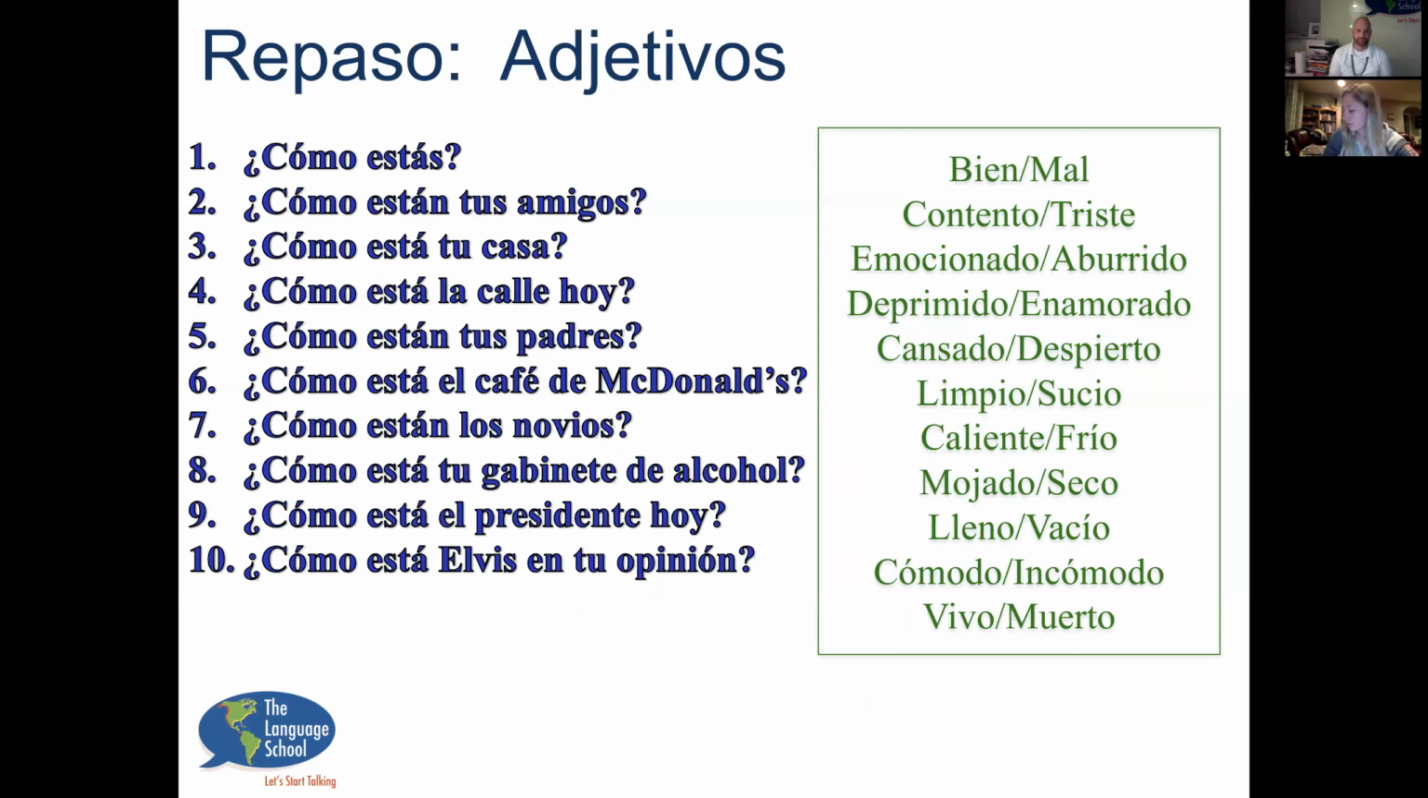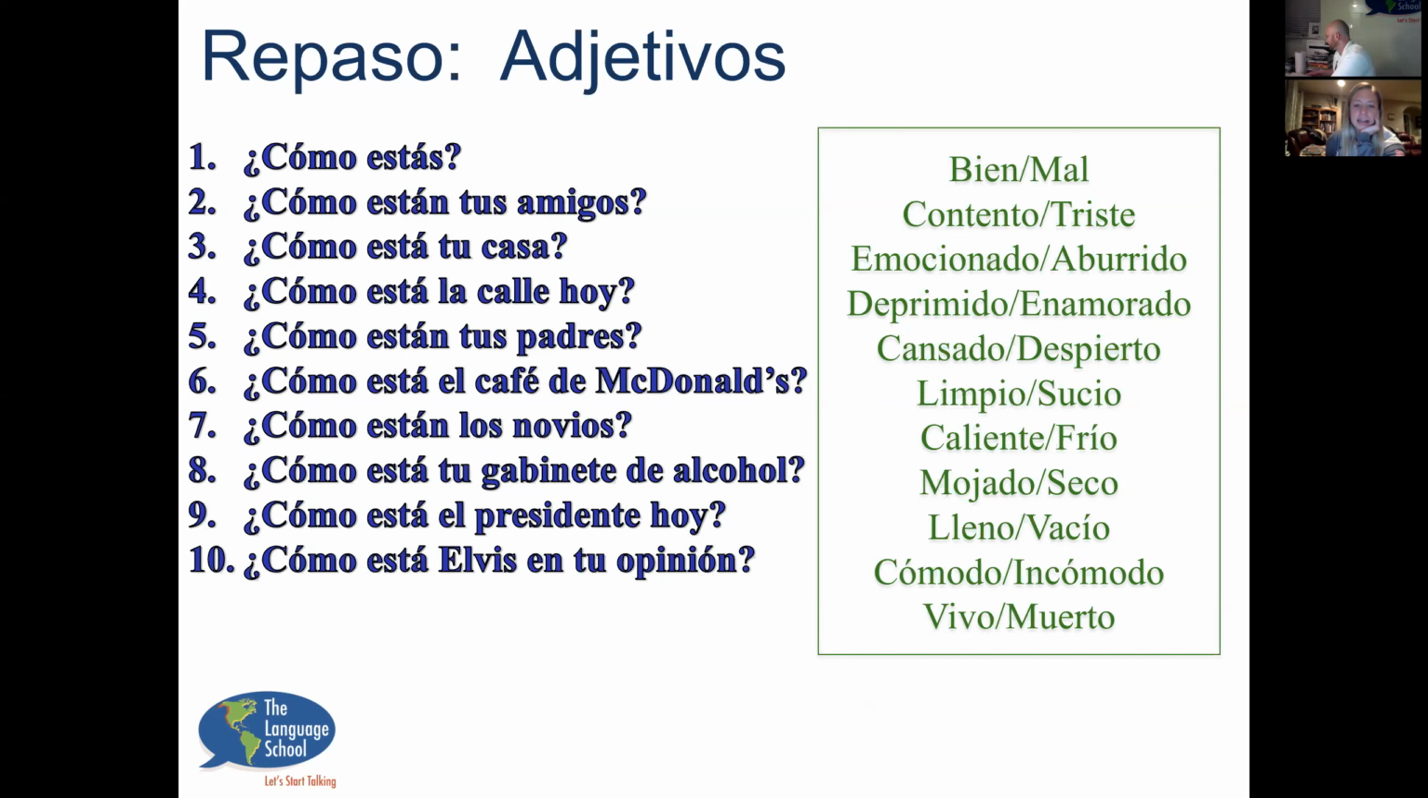¿Cómo está tu casa? Mi casa está limpia. ¿Cómo está la calle hoy? La calle está seca hoy. ¿Cómo están tus padres? Mis padres están cansados. ¿Cómo está el café de McDonald's? El café de McDonald's está caliente.